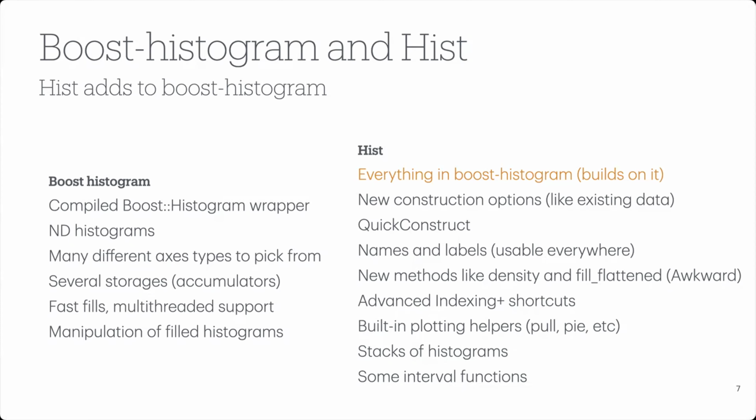So new construction options, like giving it existing data, or giving it a data frame to construct from, for example, and it has that quick construct I showed you before. All the axes can have names and labels, and the names can be used anywhere that you would normally access something by integer. You can now access it by name. It has new methods like density and fill_flattened. Fill_flattened lets you put in an awkward array or other structures that need to be flattened and fill from them. It has various advanced shortcuts like I showed you before with the complex numbers.